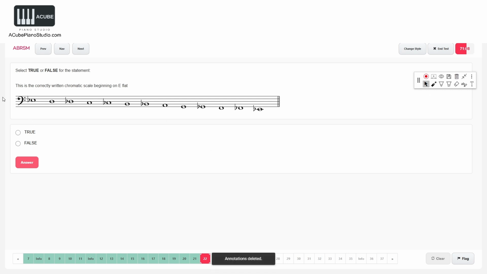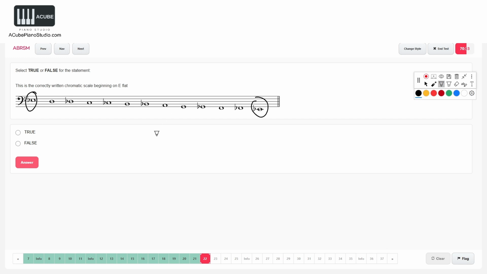Okay, next, this is the correctly written chromatic scale beginning on E flat. So again, start with E flat and end with E flat. Let's check, does it go through all the notes from E all the way to E? E, D, C, B, A, G, F, E. Is there any note that's used more than twice? Twice, twice, twice, once, once, once, twice, twice. No note is used more than 2 times, and every note, if I ignore the flat and the sharp, is used at least once.